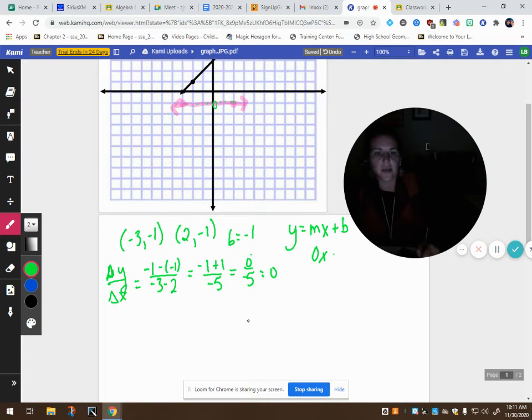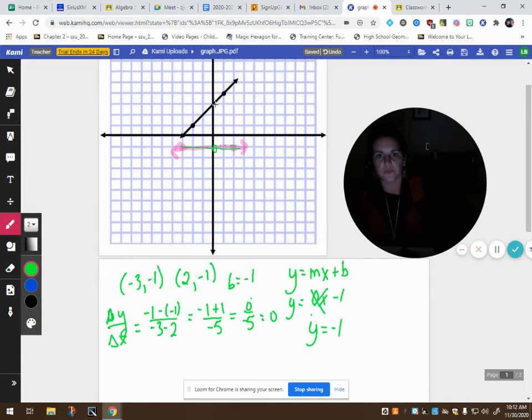The y-intercept is -1. And so let's look at this. 0 times any number is going to be 0. So no matter what, this is going to be 0. 0 take away 1 is always just -1. So the equation of this horizontal line here is y equals -1.